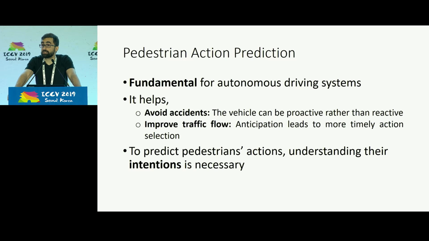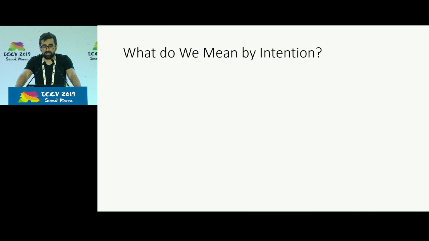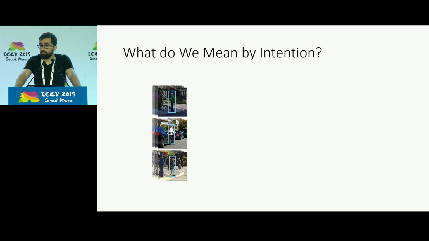Pedestrian action prediction is a fundamental component in autonomous driving systems. It helps avoid accidents and potentially can improve traffic flow. To predict pedestrians' actions, it is necessary to understand the intention. What do we mean by intention?